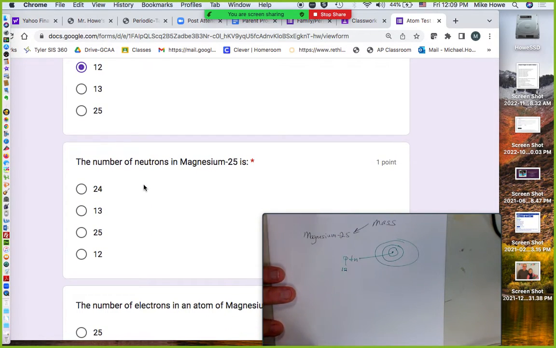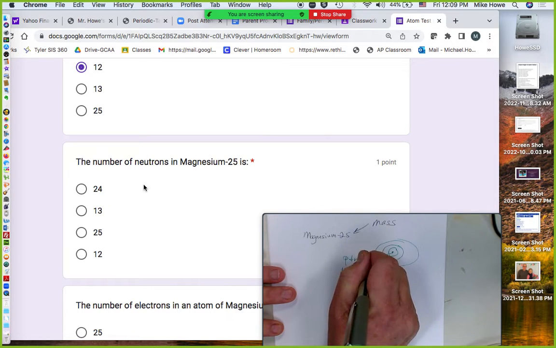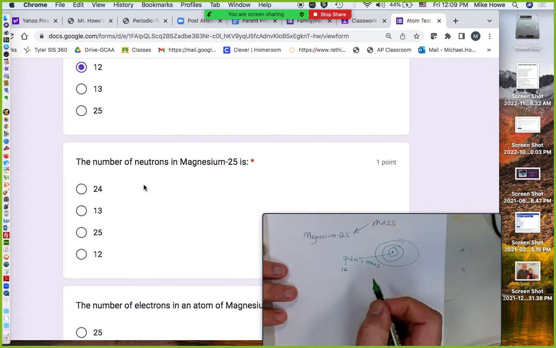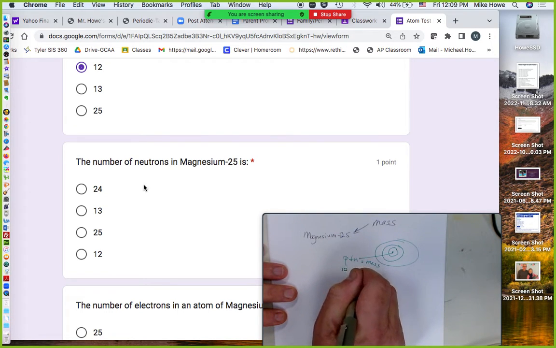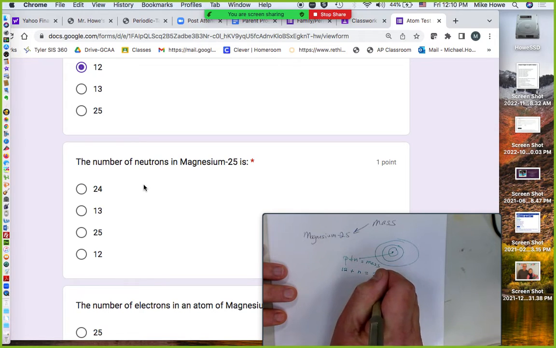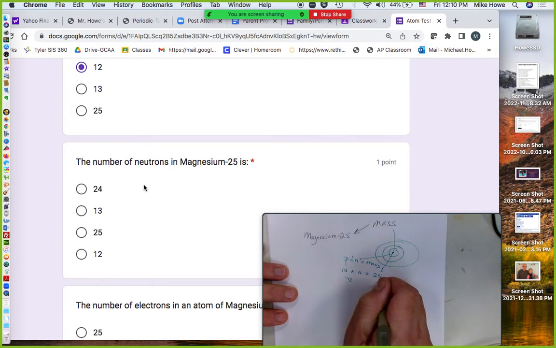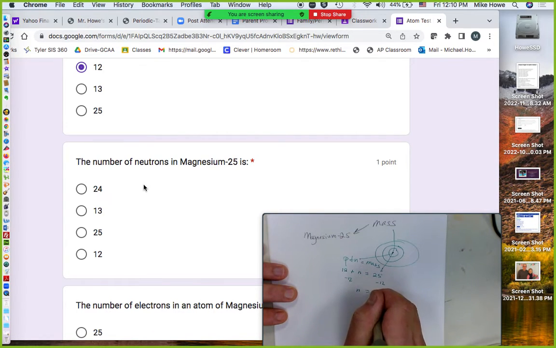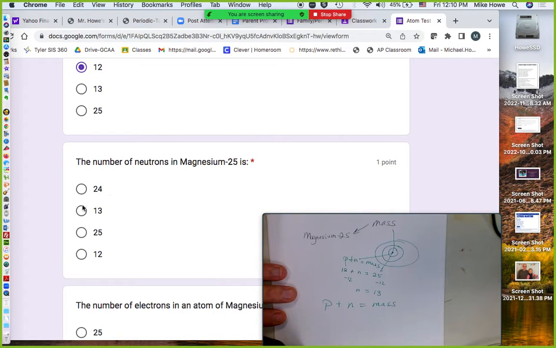The protons plus the neutrons equals the mass. So if I add those two things together, I get mass. Protons plus neutrons equals mass. So I have 12 plus whatever the neutrons is equals 25, because you see the mass was 25. So then using algebra, if you subtract 12 from both sides, you have the number of neutrons, because 12 minus 12 is 0. So the neutrons is 25 minus 12, which is 13. So you need to know this equation, that the protons plus the neutrons equals the mass. All right, so the neutrons would be 13.